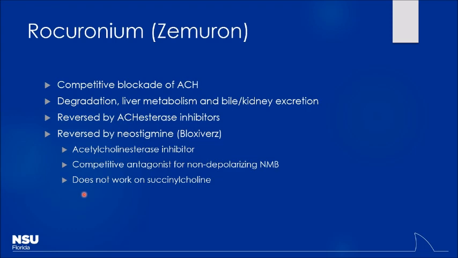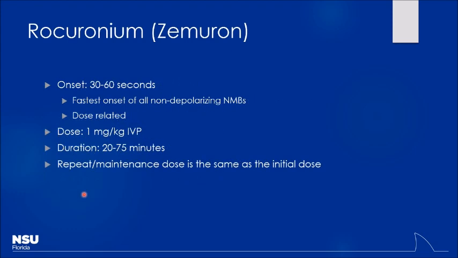You consider what the side effects of the reversal agents are going to be in relation to what you're already doing to the patient. So again, very fast acting, fairly short duration of action here. Again, 20 to 75 minutes. If you wanted to really examine that patient, they're going to be paralyzed for a lot longer period of time than you see with succinylcholine, which could be important depending on what the patient's presentation is, right? So just something to keep in mind there.